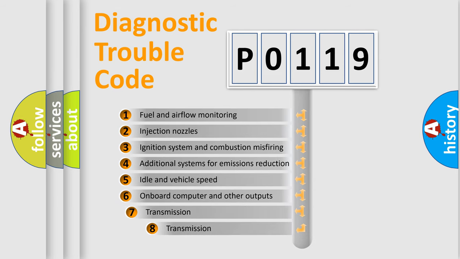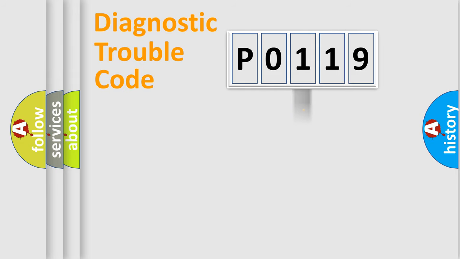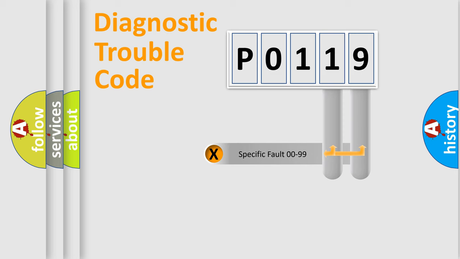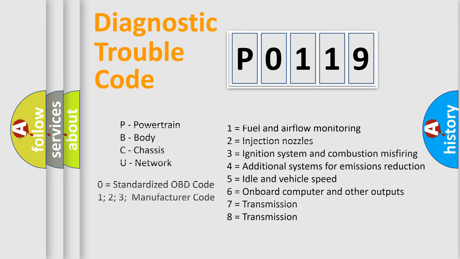The third character specifies a subset of errors. The distribution shown is valid only for the standardized DTC code. Only the last two characters define the specific fault of the group. Let's not forget that such a division is valid only if the second character of the code is the number 0.